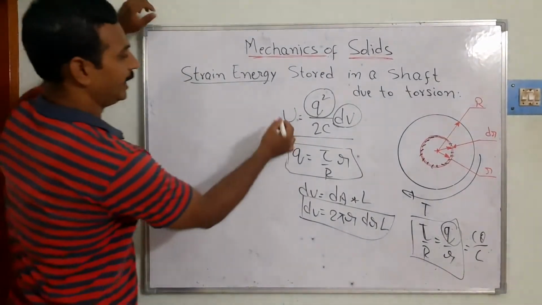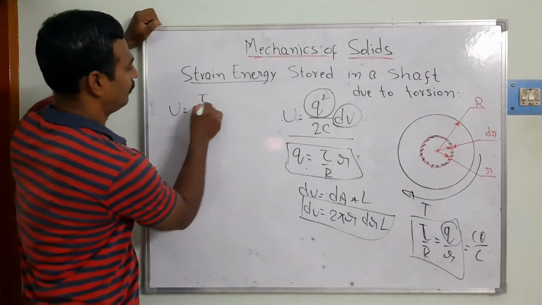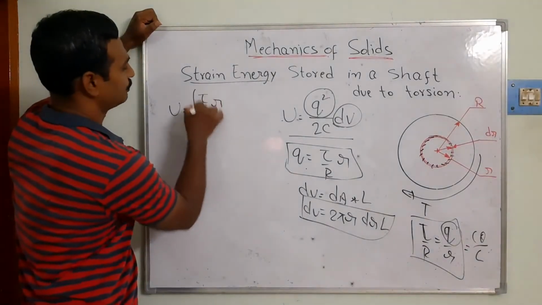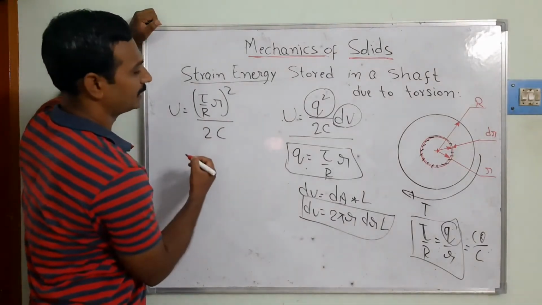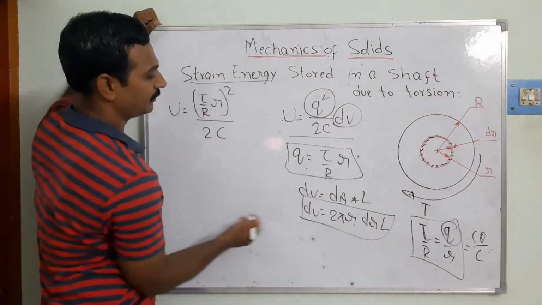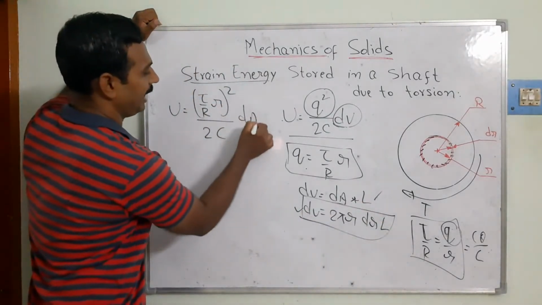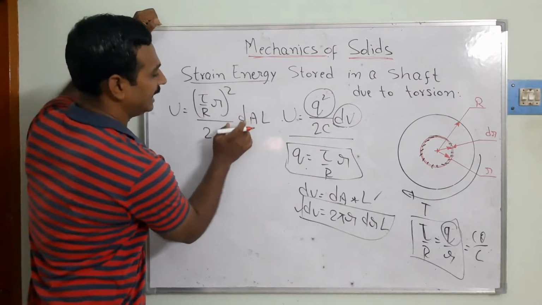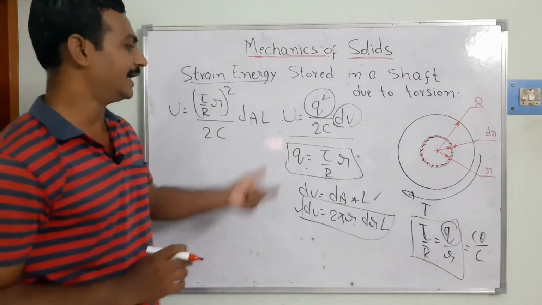Now we are substituting in this equation, that is the strain energy, Q is equal to tau by capital R into small r whole square divided by 2 into shear modulus, and the dV is nothing but dA into L. We know the dA is the elemental area we have taken, then we will take the integration of that and then we will get that part.